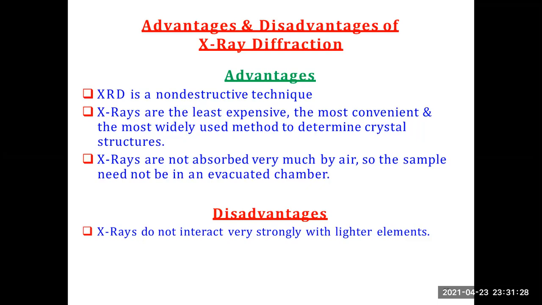So now we'll just see what we have learned in today's class: Bragg's equation and X-ray diffraction. First we discussed diffraction and Bragg's equation, and then we went to the X-ray diffraction techniques. In that, we discussed the powder method, since we also have the Laue and rotating crystal methods. Since in the syllabus we have only the powder method, we discussed the powder method and its advantages and disadvantages.